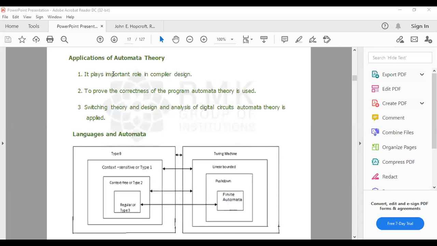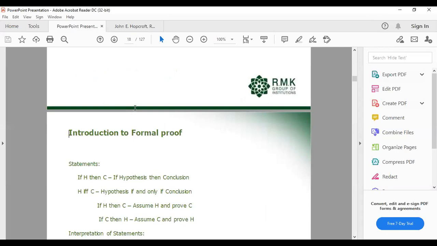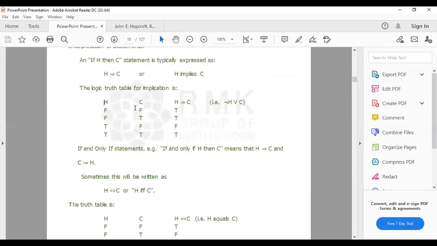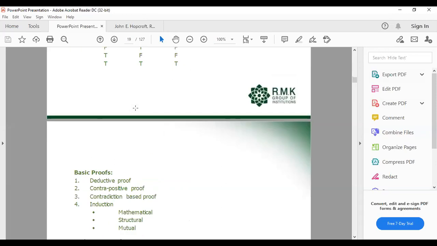So automata and automata theory and what is the application? Here language and automata is mentioned in the diagram, and the language we will learn in the next unit, second unit. Next one is the introduction to formal proof. We have two statements: if H, then C. Then the next one is if H, if and only if C.